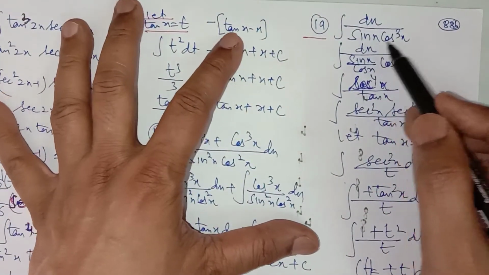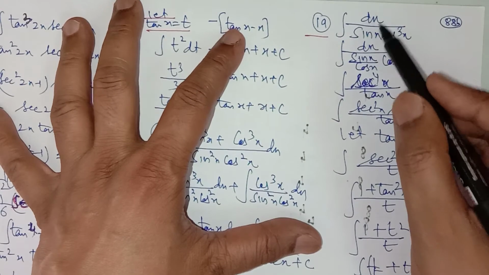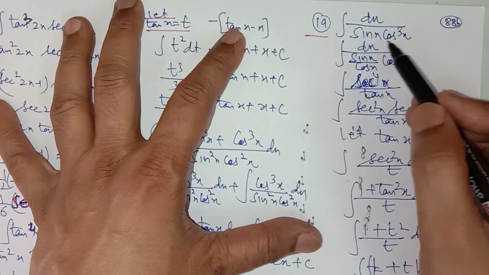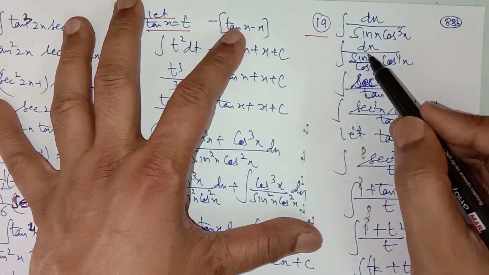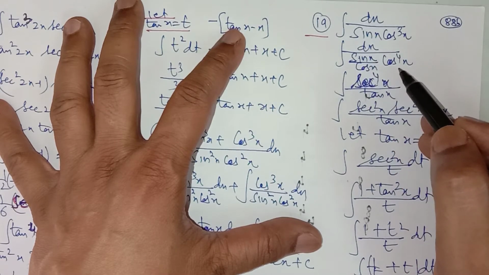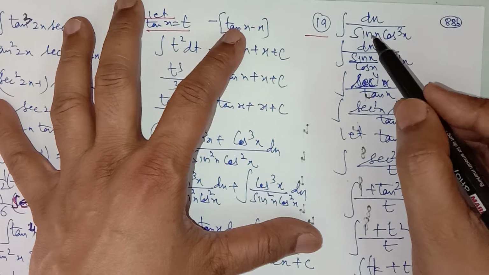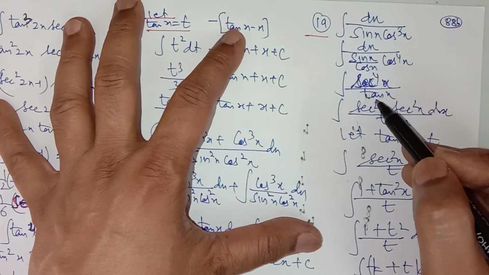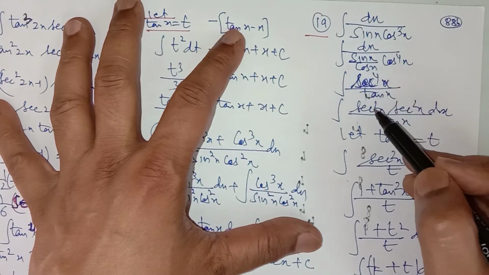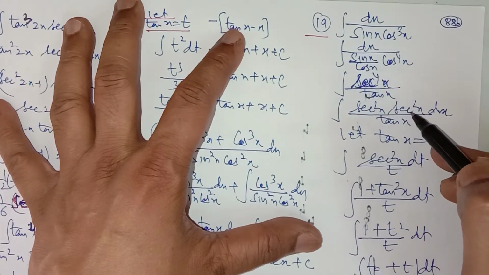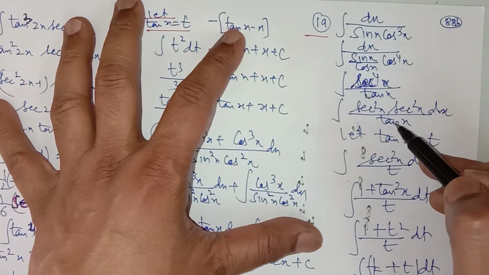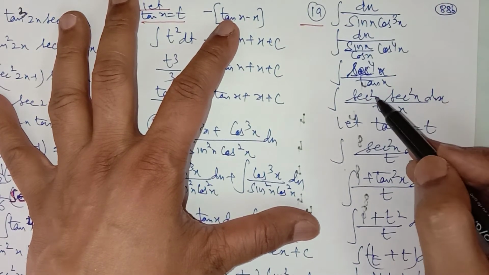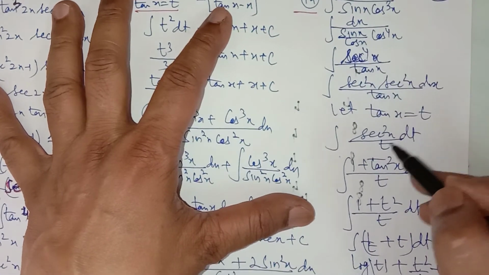Now question number 19 is somewhat tricky. It is dx upon sine x into cos cube x. Multiply and divide in the denominator by cos x. So sine upon cos into cos to the power 4 x. Take this cos to the power 4 x into the numerator, it will be equal to sec to the power 4 x, and sine upon cos is tan. For sec to the power 4, you can write sec square into sec square and let tan x equal to t, because when you put the value of dx, dt upon dx will be sec square. One sec square will be cancelled out. So dt upon t.